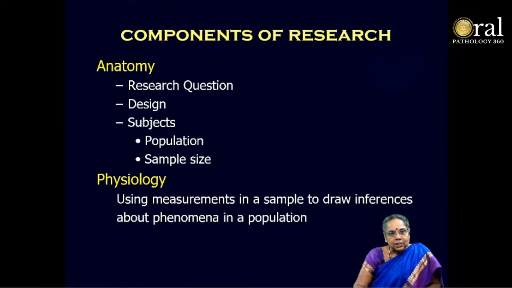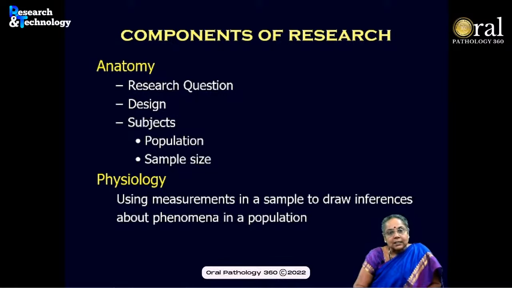So to understand research, there are two components. One is called the anatomy, where we frame the research question. We try to design the study, like which design we would like to choose. And we have to select the subjects from a population. Since we cannot study the entire population, we need to draw a sample from this population by an appropriate sample size estimation. And the physiology of research is that we need to study certain variables.